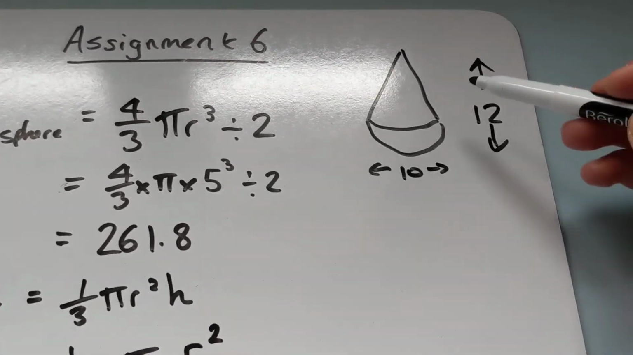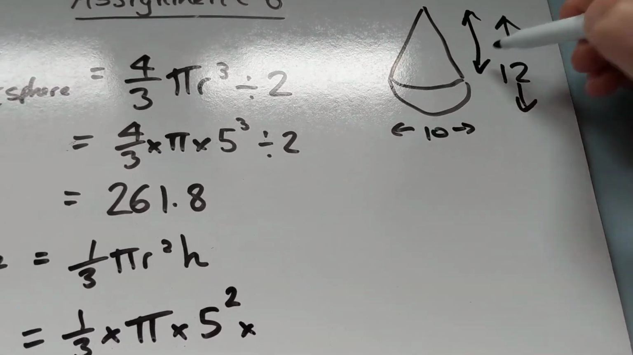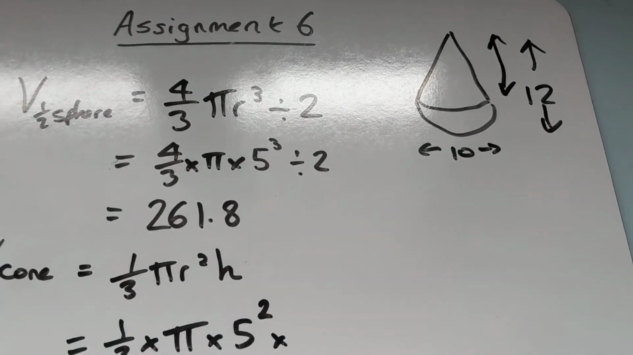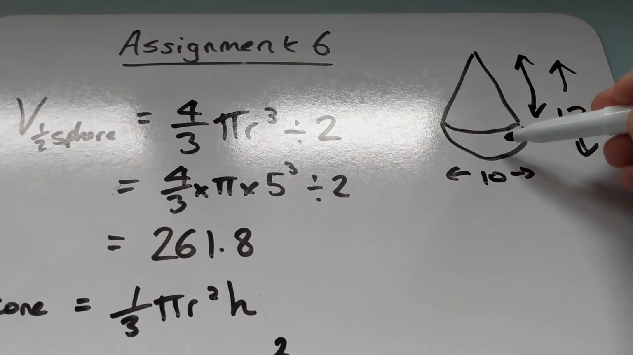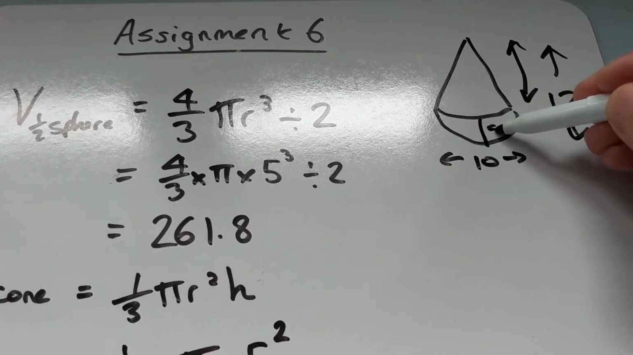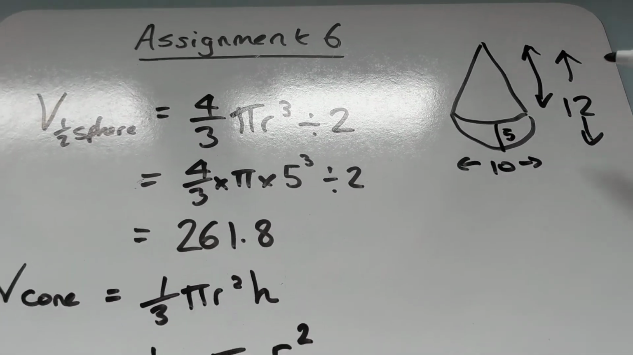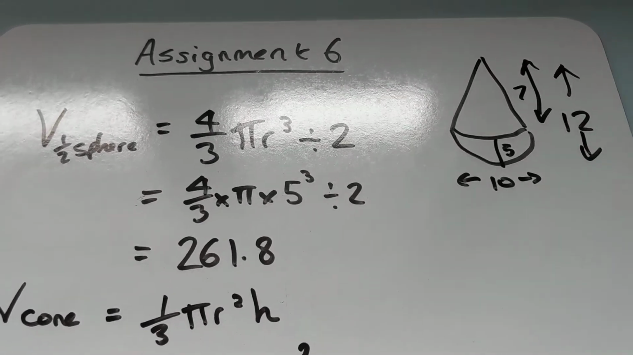Now the height of the cone is not 12. 12 is the height of the whole thing. The cone height would only go from the top to where it meets the hemisphere. So how do you work out what that is? Well, the hemisphere is half a sphere. So if the whole way across it's 10, half the way up it would be 5. And so that's 5 off of the 12 that was the total height. So that cone would be 7 high.